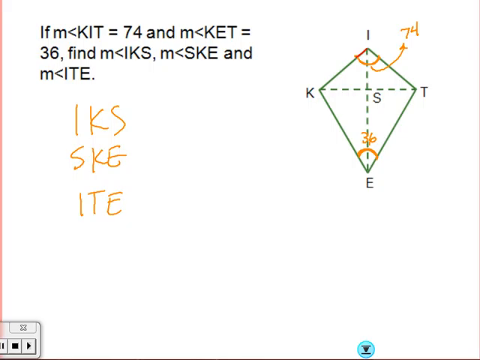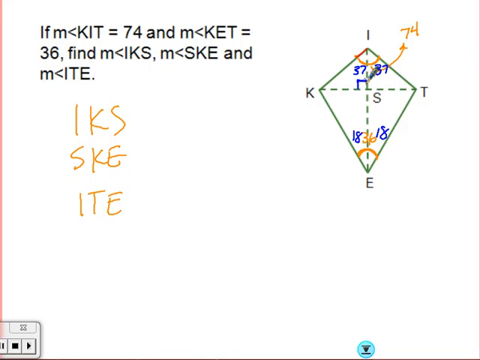If this whole thing is 36, I know that the diagonal bisects the non-congruent angles. So that means this is 18 and this is 18. If this is 74, then here is 37 and here is 37. Then I know the diagonals are perpendicular, so I have right triangle information.